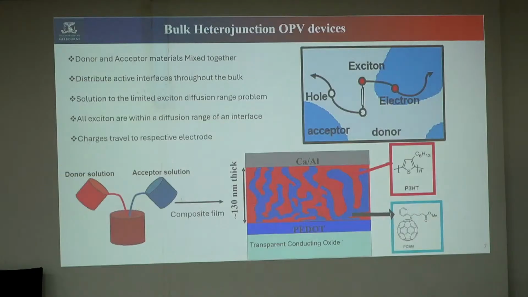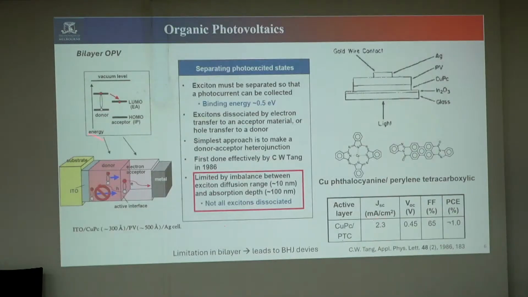The next thing is, because the bilayer has this limitation, if we can make a device with the junctions close to each other, then we can efficiently dissociate the excitons. That's why the single heterojunction concept is replaced by the bulk heterojunction. Bulk means just heterojunctions, but many heterojunctions together. How can we do that?